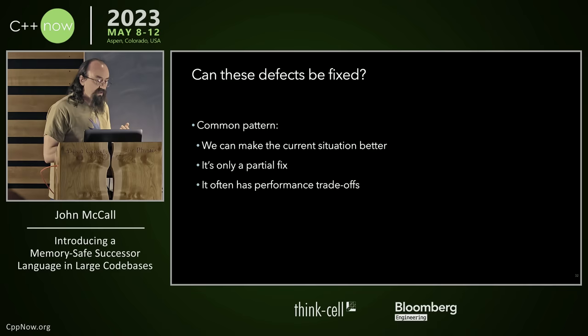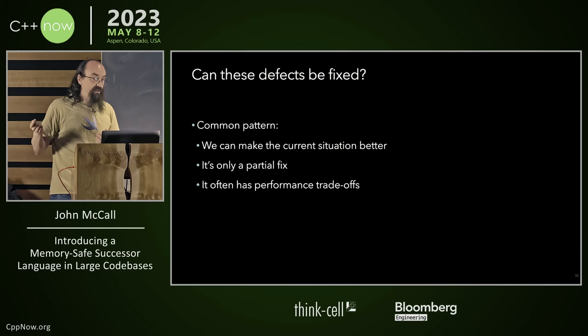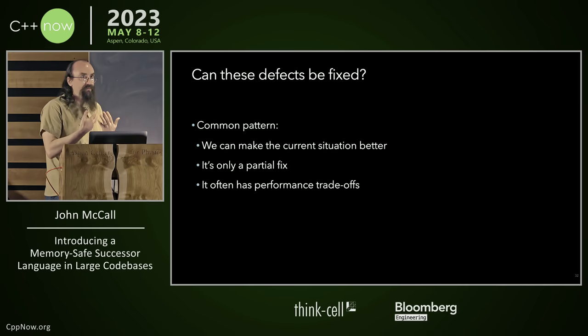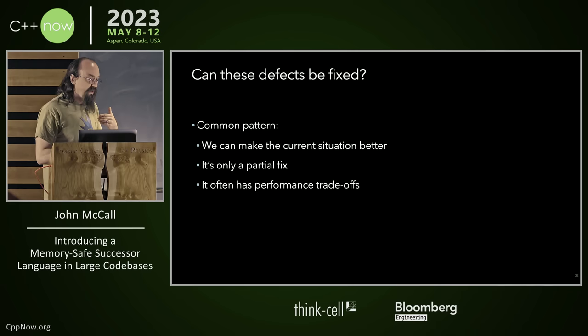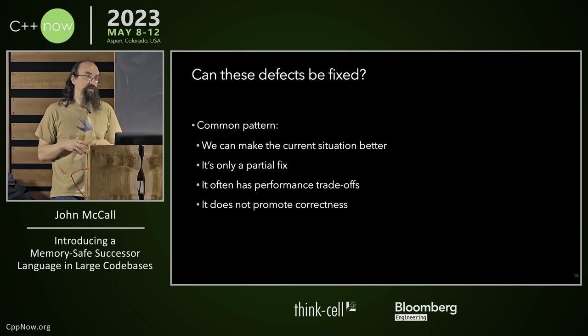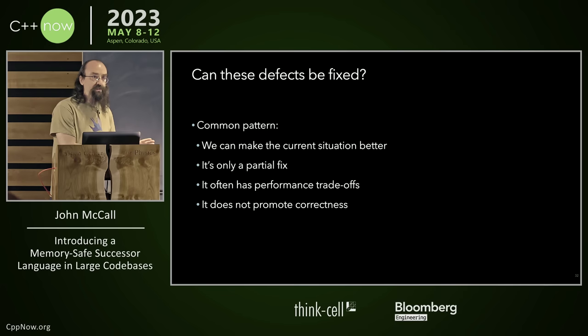Often, also, when you're working with these sort of partial solutions, you get pretty dramatic performance trade-offs, which really holds back how much you can deploy the fix. But the biggest problem is often these things don't really promote correctness in the code the way that we really want them to, right? They are patching over a bad language design rather than getting us to something where the code is more structurally correct in the first place.